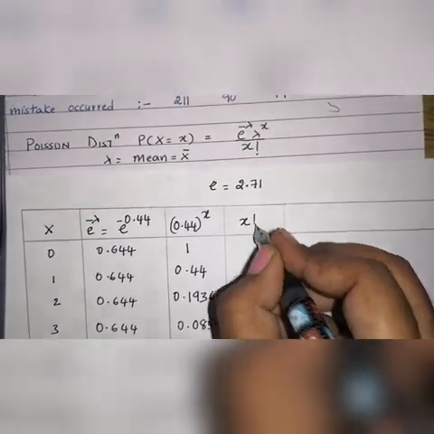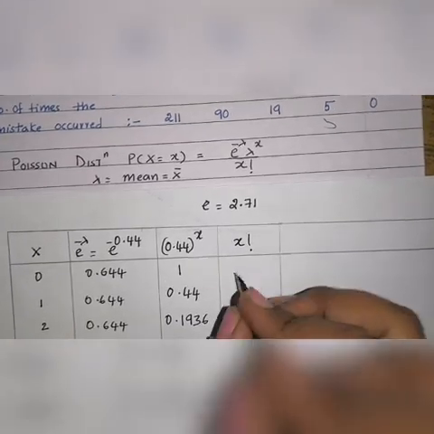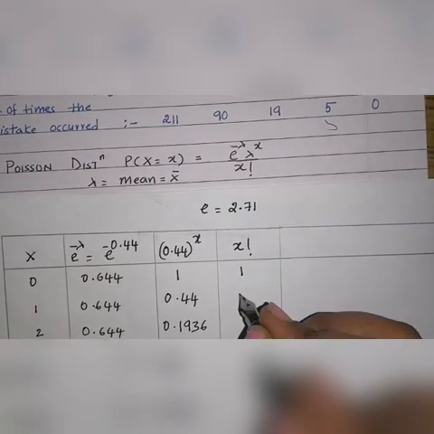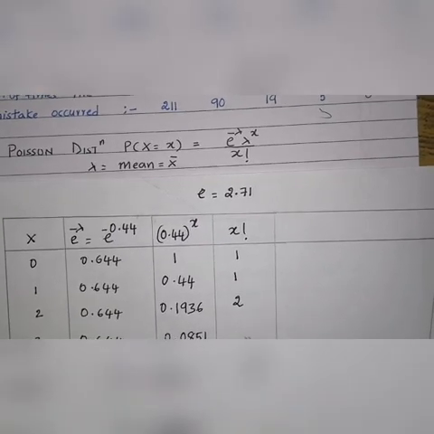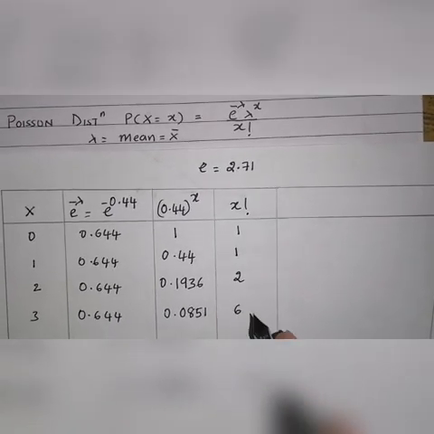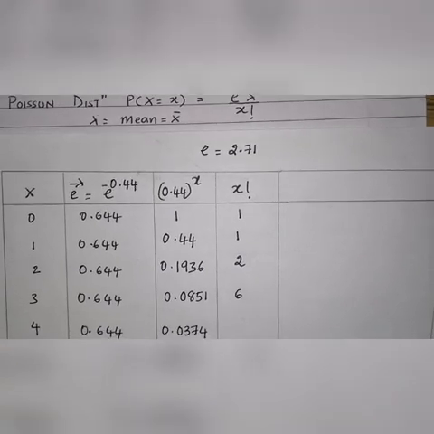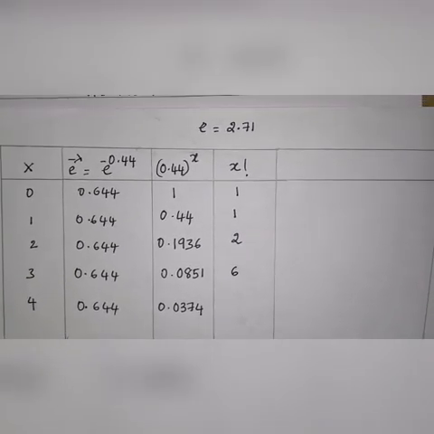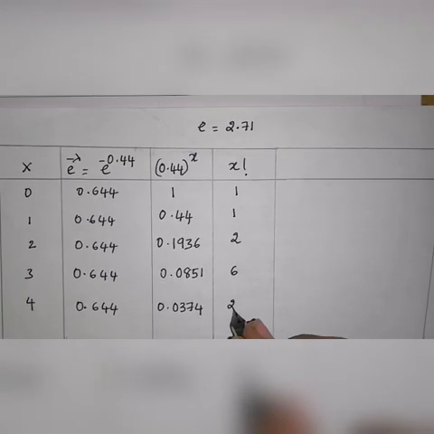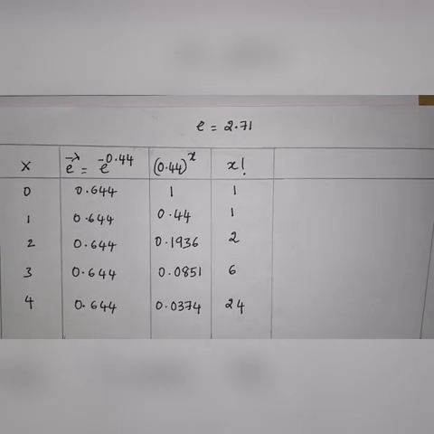Okay, now x factorial. 0 factorial is 1. 1 factorial is 1. 2 factorial is 2 into 1 is 2. 3 factorial, 3 into 2 into 1 is 6. Then 4 factorial, 4 into 3 into 2 into 1. 4 3s are 12, 12 2s are 24, 24 into 1 is 24. So the factorial values are also given.